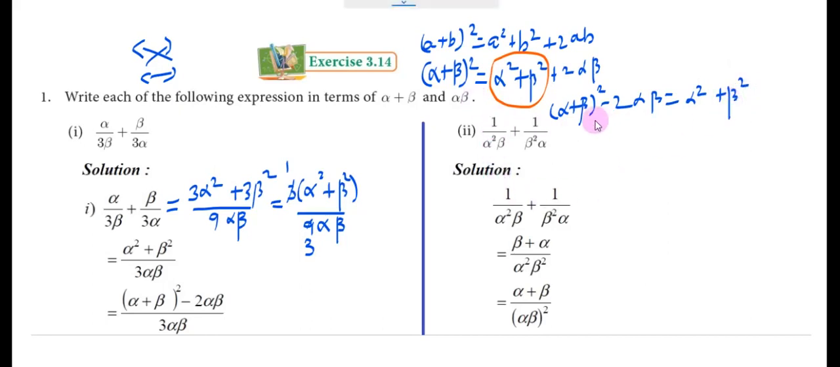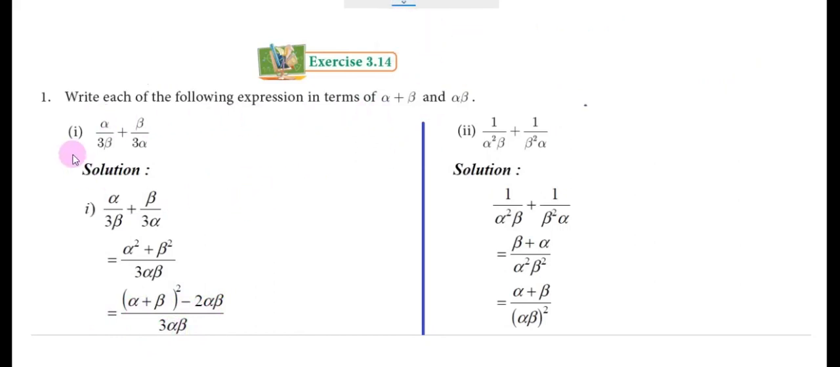So instead of alpha square plus beta square, we may apply alpha plus beta the whole square minus 2 alpha beta. Understood? So this step is very important. So alpha plus beta the whole square minus 2 alpha beta, whole divided by 3 alpha beta. Now look, we have changed the expression in terms of alpha plus beta and alpha beta. Okay, now subdivision 2.